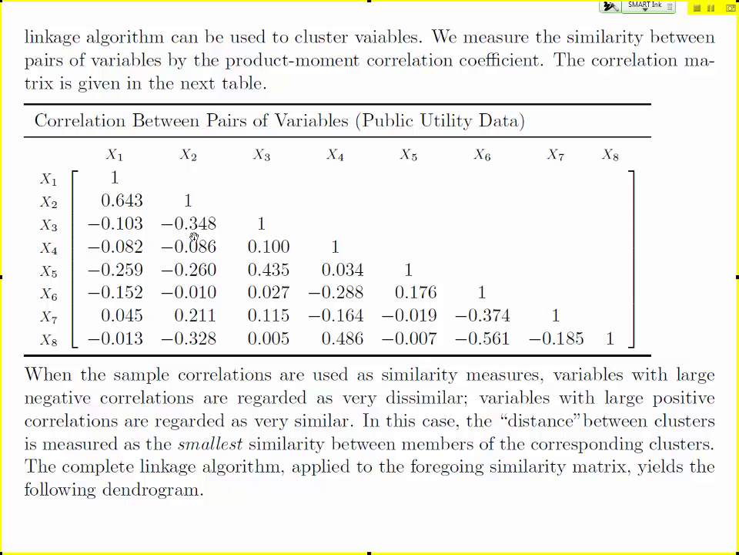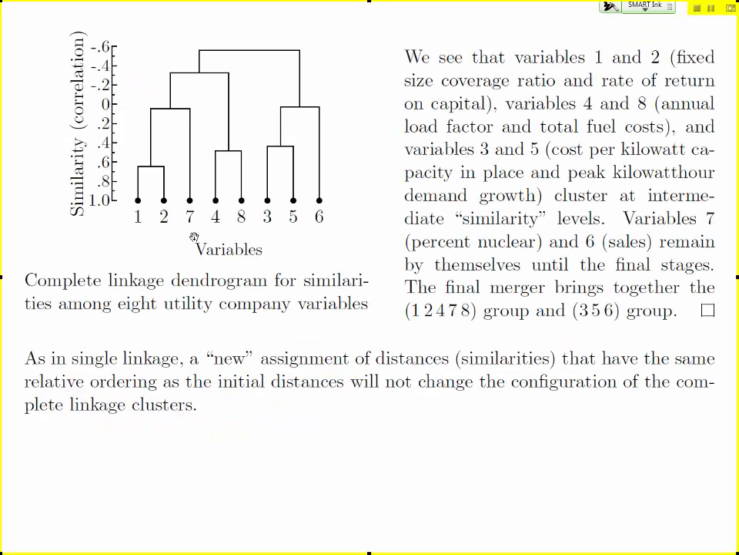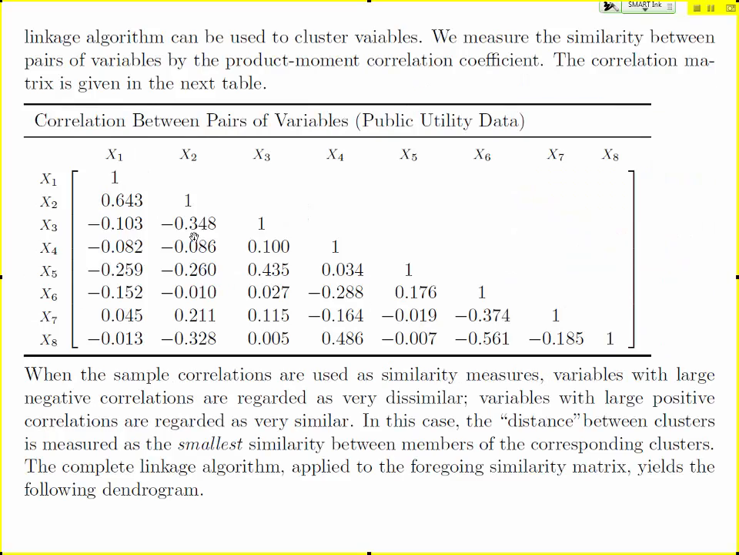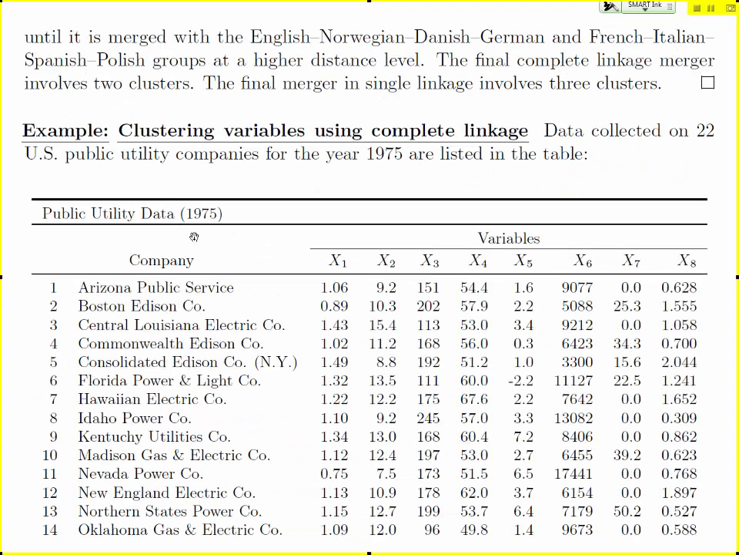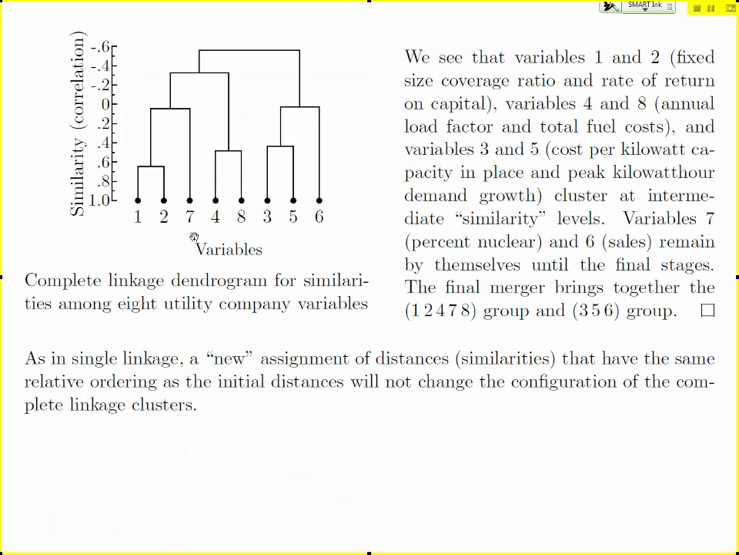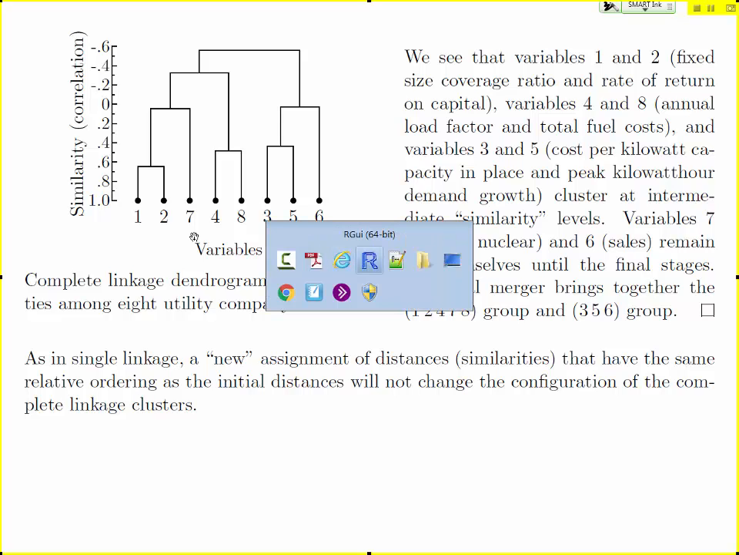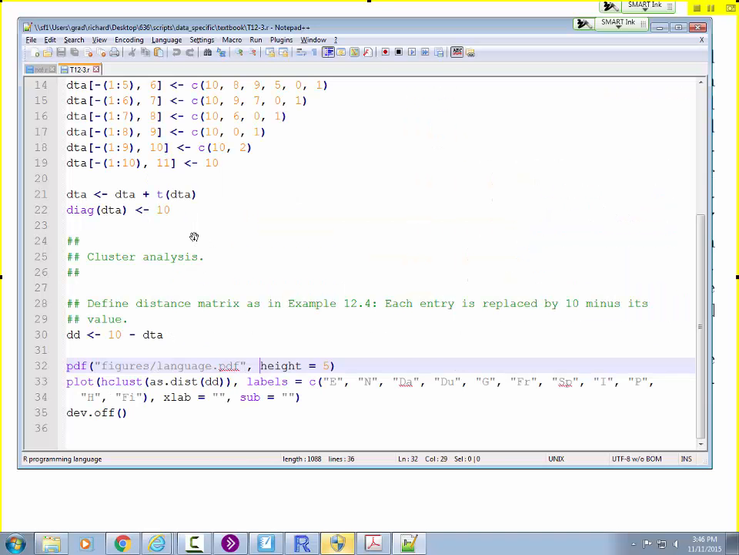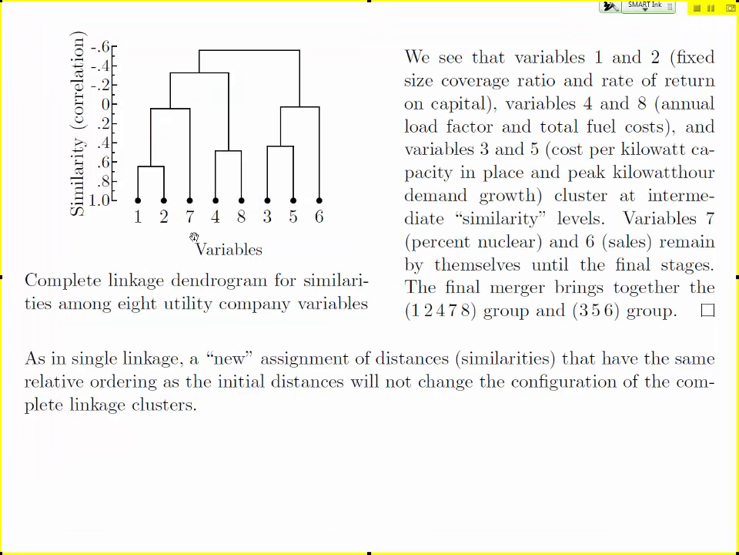Let me show you some R code for doing this. But for this data set, clustering the variables, we're going to use correlation as our measure of similarity, and we're going to get another dendrogram. Let me just show you the code. Let's see, actually I don't know if I have it here. So I'll just tell you how you do this, and then I'll show you next time, I think.